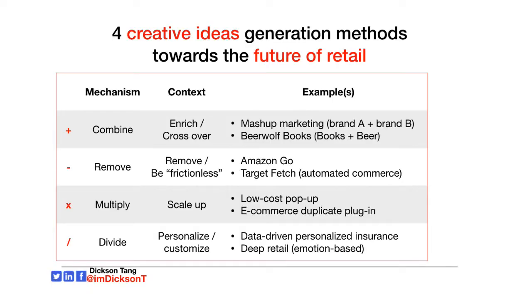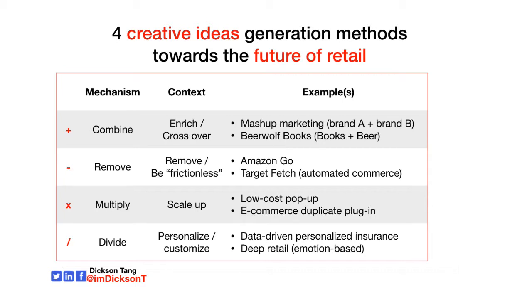So to summarize, what are the 4 simple methods that you can use to generate creative ideas for your new products, new services, and new processes? Let's recap one by one. The first one is what I call combine. You take A and B together, you have C. Another method is what I call remove. That means you remove the unnecessary things, making sure that it is frictionless and also automated.